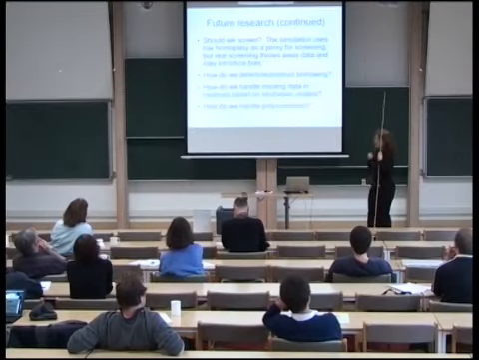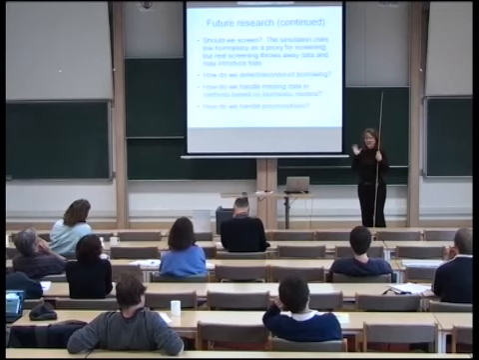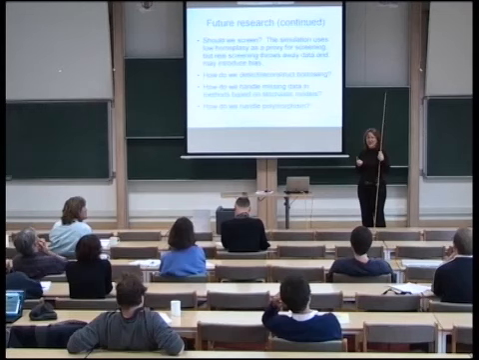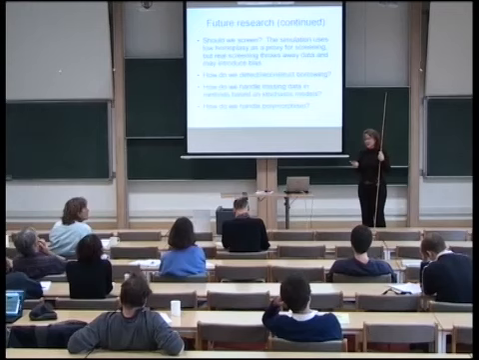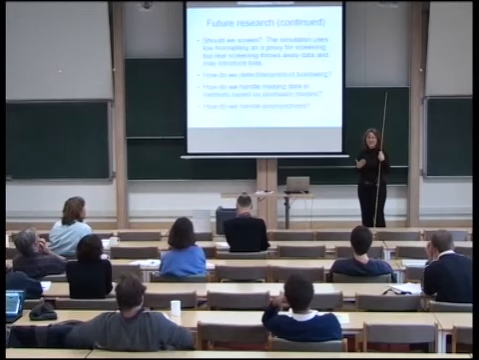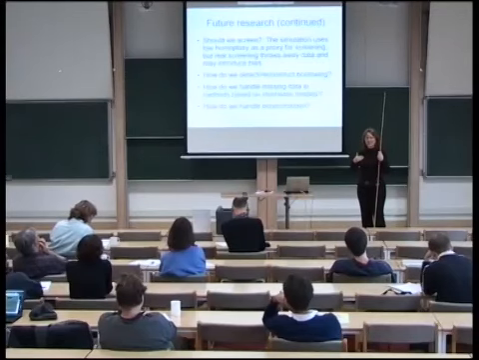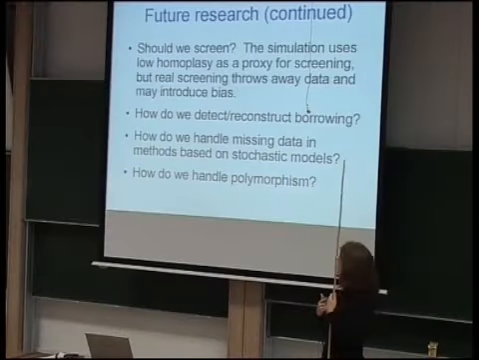And how do we detect and reconstruct borrowing? This study did not look at methods that try to detect borrowing or reconstruct graphical models of borrowing. It was just asking, what happens if we reconstruct trees from data that have evolved with borrowing? How much impact does it have? So far it says it doesn't have a huge impact, but it would be nice to see if the amount of error that is present could be reduced by reconstructing networks that explicitly reconstruct that history.